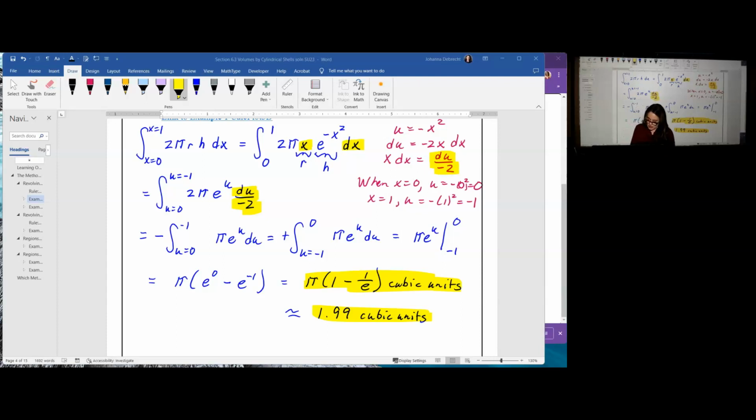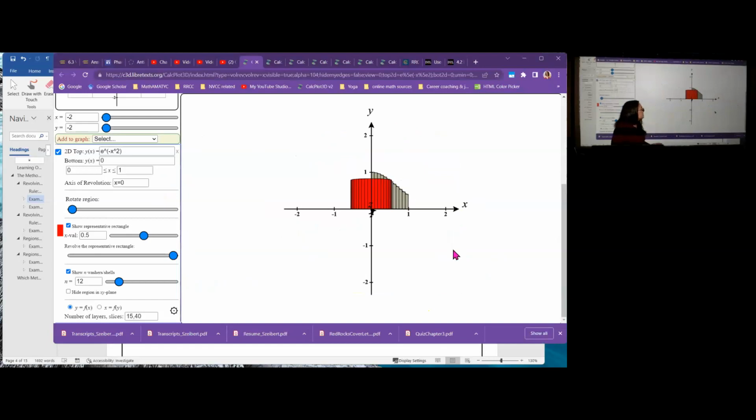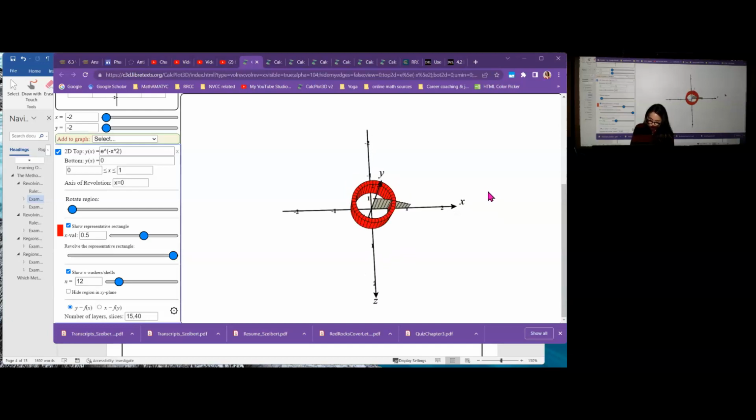Let's take a look at what it looks like inside of Calc 3D. In Calc 3D, you can see the shape of the original integrand right here. We've got the graph of our function, and the next thing that we want to do is revolve. When we revolve, we're going to take this shape right here and revolve it around the axis. When we revolve it around the axis, it will create an empty cylindrical shell, and we can rotate it forward so you can see that it's hollow on the inside.